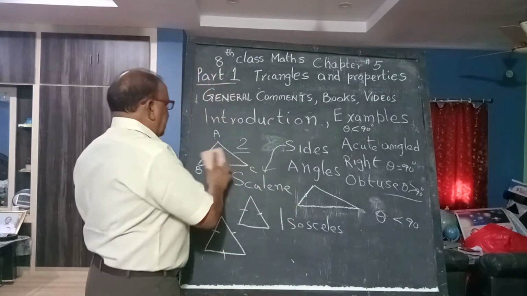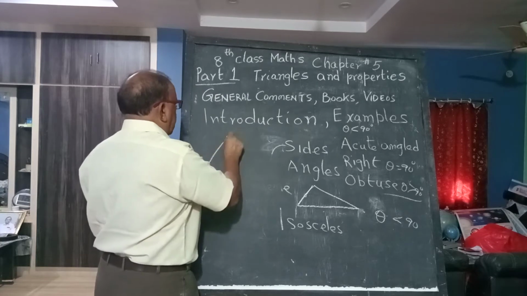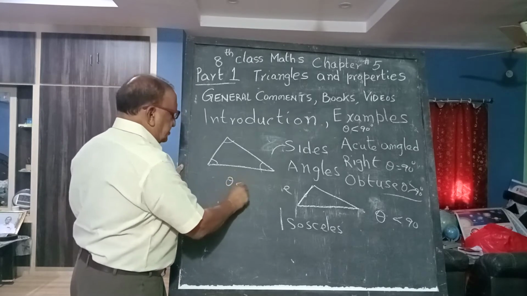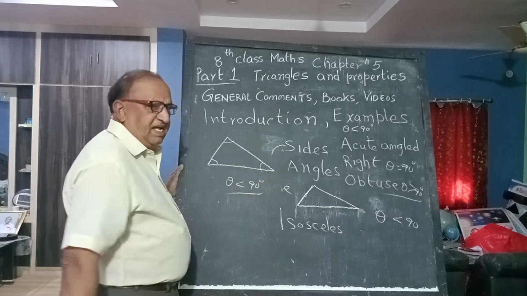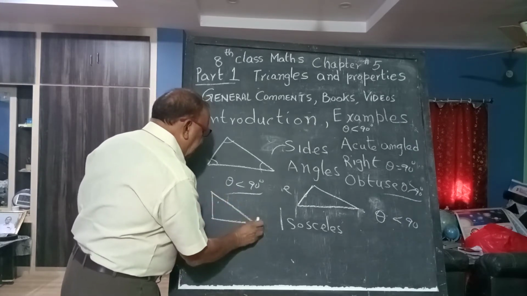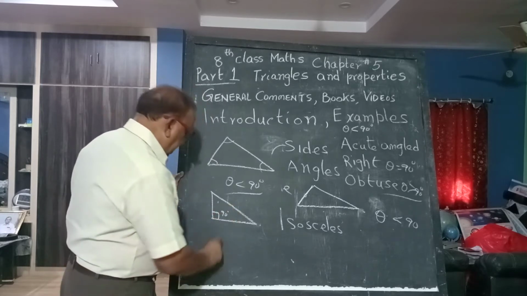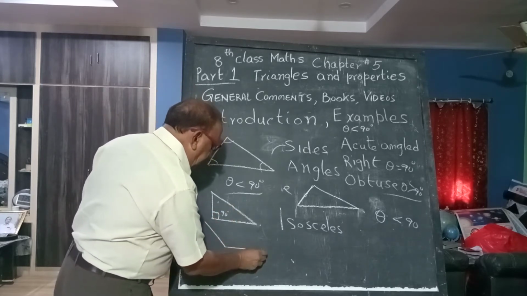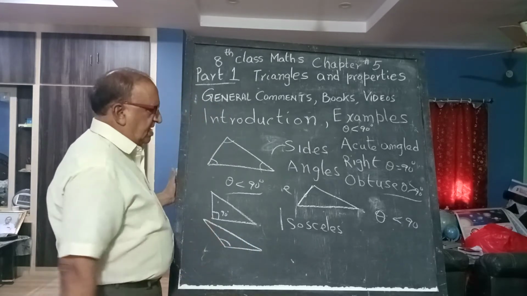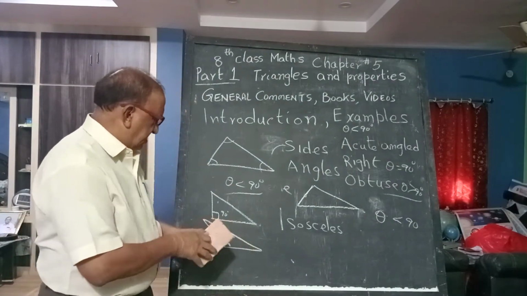Now, how to represent them. For example, here the angles are all less than 90 degrees, each angle is less than 90 degrees. Whereas suppose you have one angle like this, one angle is 90 degrees, then it is called a right angle triangle. And suppose one side is here and another side is here, and this angle is more than 90, then you call it an obtuse angled triangle.